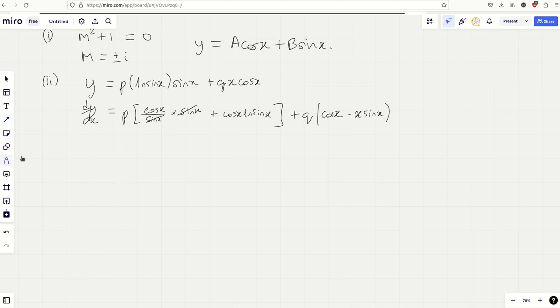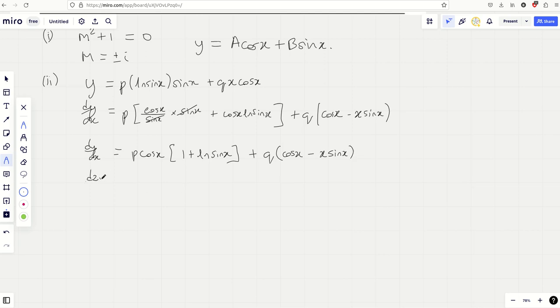Okay, so now we're going to have to differentiate it again. Might help to just quickly write it down slightly neater. So what have we got? p cos x plus cos x ln sin x. Might even be wise to factorise out the cos x there. I might do that. So let's call this p cos x multiplied by 1 plus ln sin x. Try and make things easier for yourself if you see an easy win in the algebra. Plus q times cos x minus x sin x.